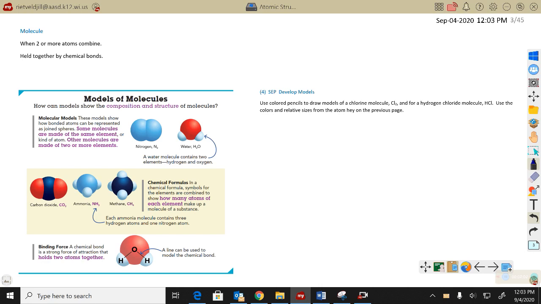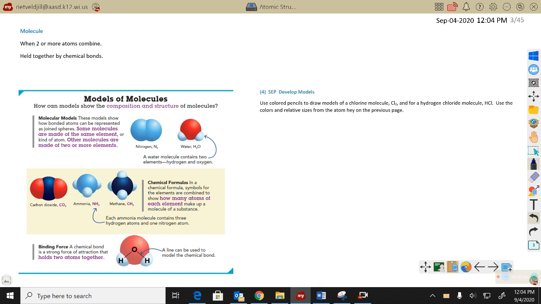Okay, cool, I got that. So it's like trying to represent two atoms joined together. We don't always show the bonds, and sometimes we just kind of show the atoms tucked next to each other, and that's fine too. Some molecules are made of the same element, and others are made of different elements.